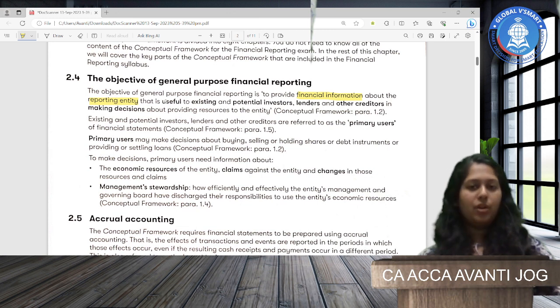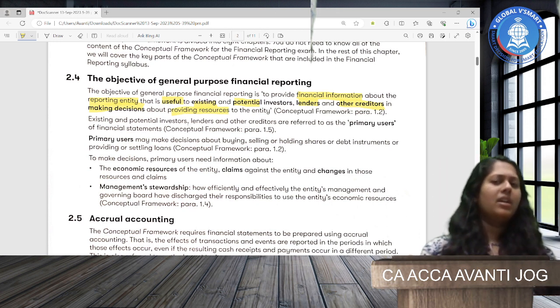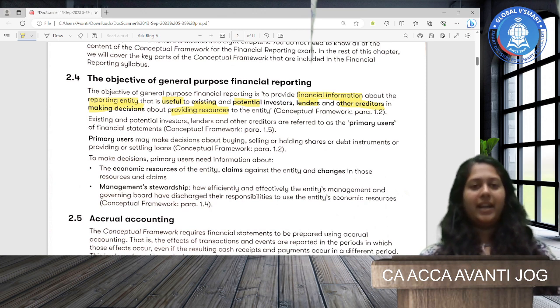Any random information? No. The information that will be helpful to your existing shareholders as well as the shareholders who want to invest in your company, right? To your lenders, that is debenture holders, bond holders, loan providers, banks, financial institutions, other creditors like your suppliers, etc., in order for them to decide whether they want to provide the resources anymore or not, whether they want to continue transacting with your company, whether they want to do additional transactions with your company, whether they want to reduce the level of transactions with your company depending upon your financial health.